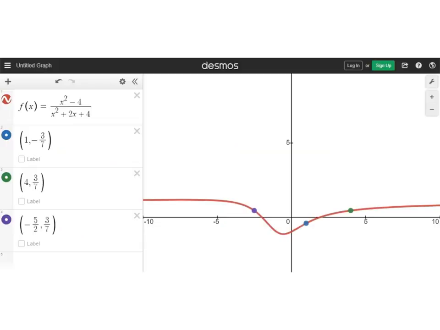If we use a graphing program like Desmos to graph our function, in this example, x squared minus 4 over x squared plus 2x plus 4, and we plot the 3 points that we found, then you will see 1 comma negative 3/7 is on the graph. 4 comma 3/7 is on the graph, and negative 5 halves comma 3/7 is likewise on the graph.